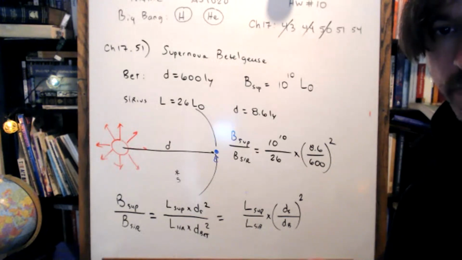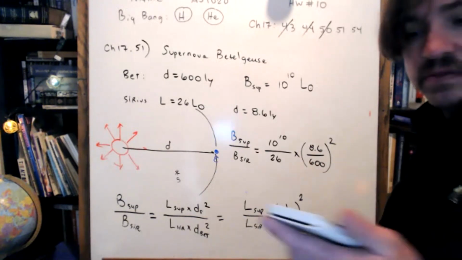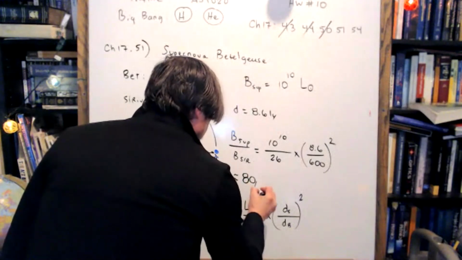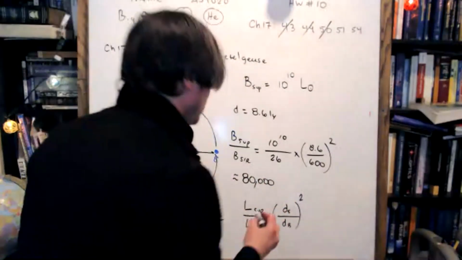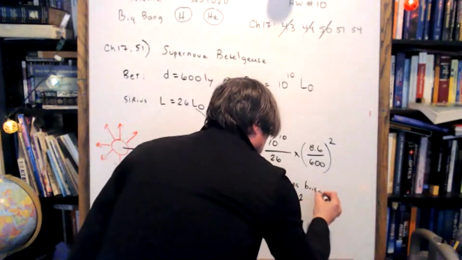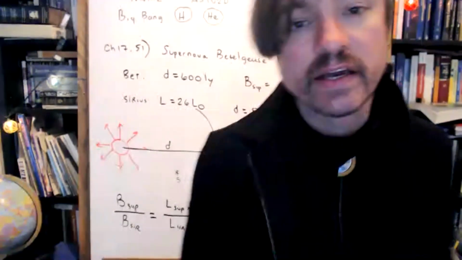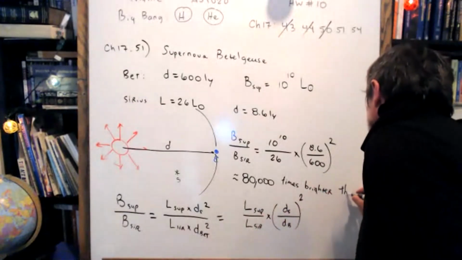79,000. How about 80,000? Okay, fine, whatever. It's approximately, I mean, you're right, to 2 sig figs, to 1 sig fig, it's 80,000 times more luminous? Oh, bright. Yeah, brighter. Not luminous, because we're thinking about it as humans watching it. Brighter than Sirius.